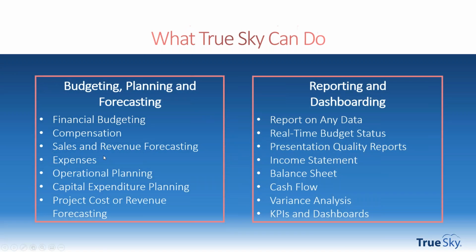Well, although today we're talking about compensation planning, these are all the other things that TrueSky can be used for. It might be used for financial budgeting, sales or revenue forecasting, expense capture, operational planning, CapEx planning, project cost, or project revenue forecasting, right? When it comes to reporting and analytics, you can report on any data that we have in the system. We can give you real-time budget status, presentation quality reports, including income statements, balance sheet, cash flows, variance analysis reports, in the case of compensation, headcount, and FTE type reports, as well as dashboards and KPIs.